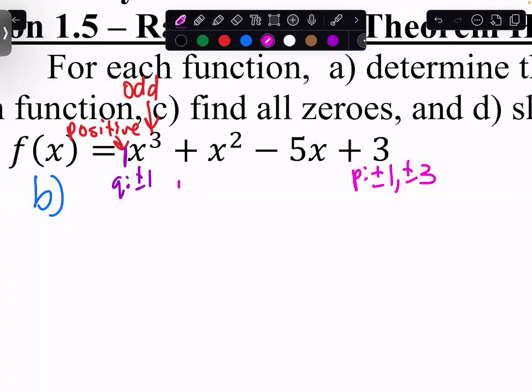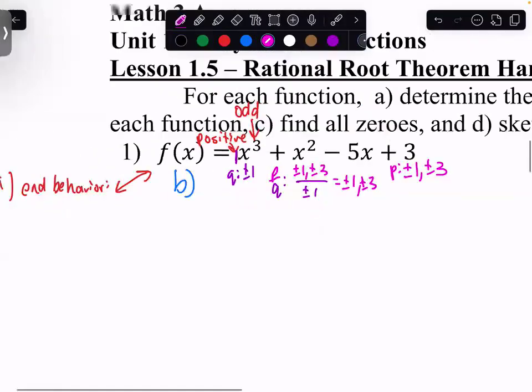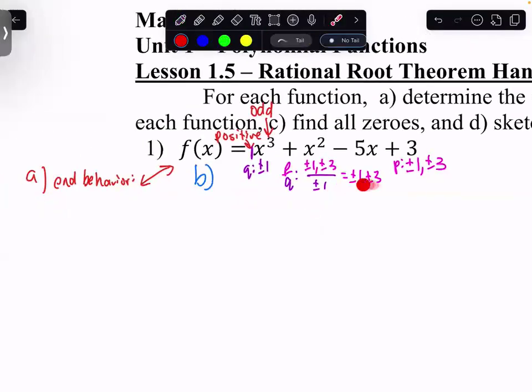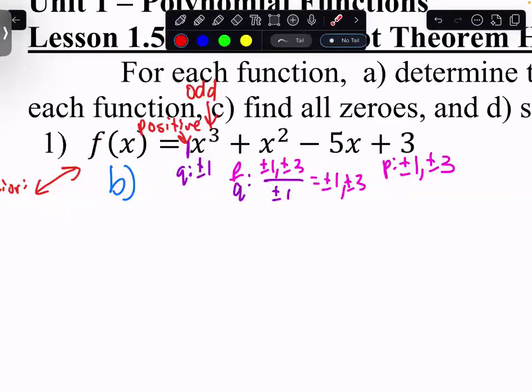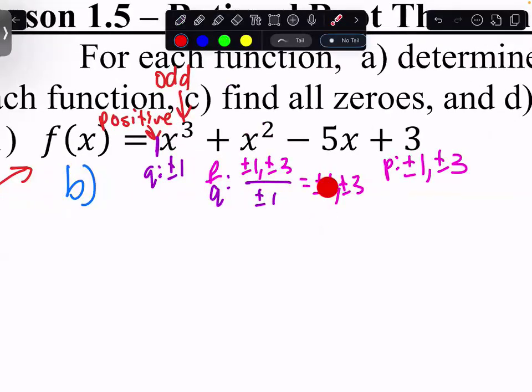Okay, so when you do P over Q, you just get plus or minus 1 and plus or minus 3 over plus or minus 1. So 1 over 1 simplifies to 1, keep the plus or minus. 3 over 1 simplifies to 3, keep the plus or minus. So the possible roots for this problem are plus or minus 1, plus or minus 3. Remember, those are actually different numbers. It could be positive 1, negative 1, positive 3, or negative 3.